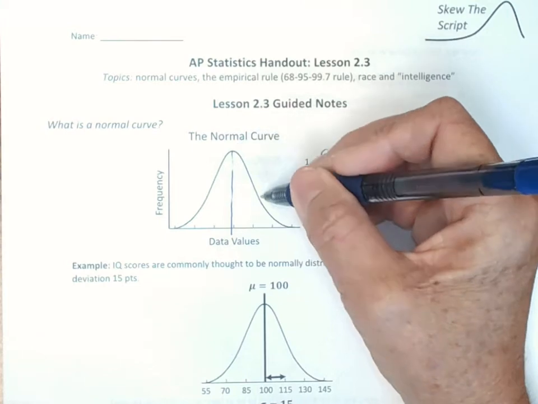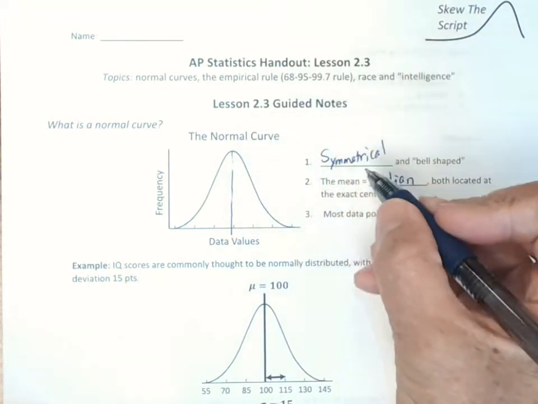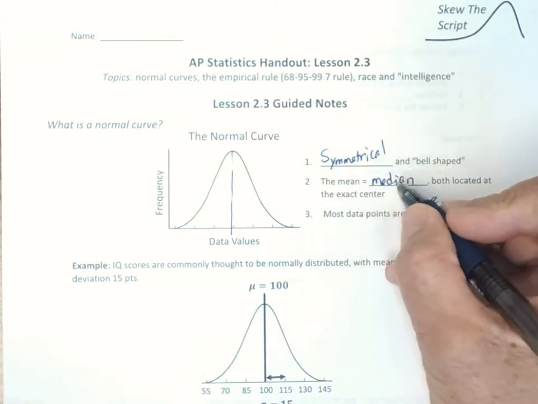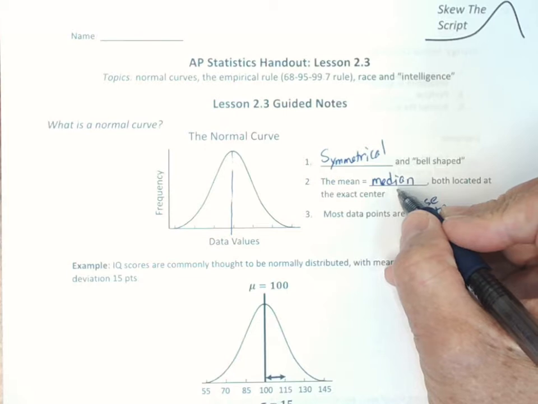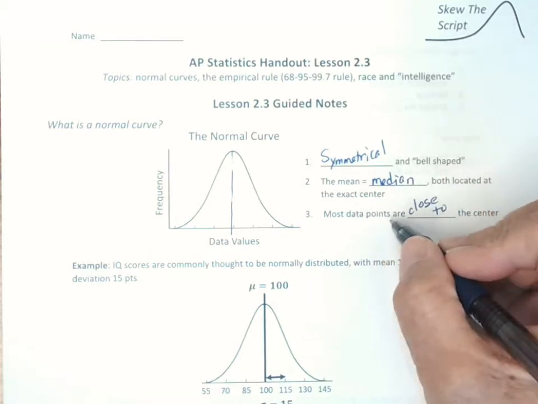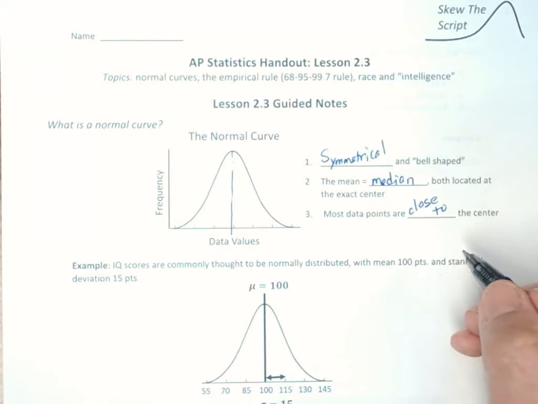So a normal curve has this shape with right here as our center. The things we need to know are that it's always going to be symmetric and bell-shaped. The mean equals the median. And this happens when we have a normal curve because the data is symmetrical and bell-shaped, and most of our data points are close to our mean. They're close to the center there.